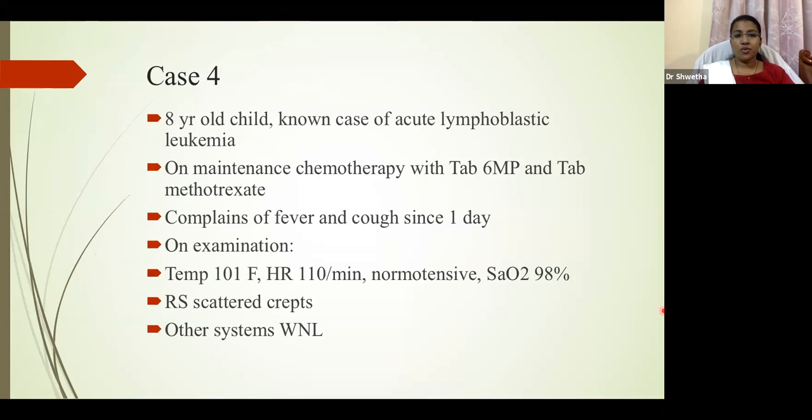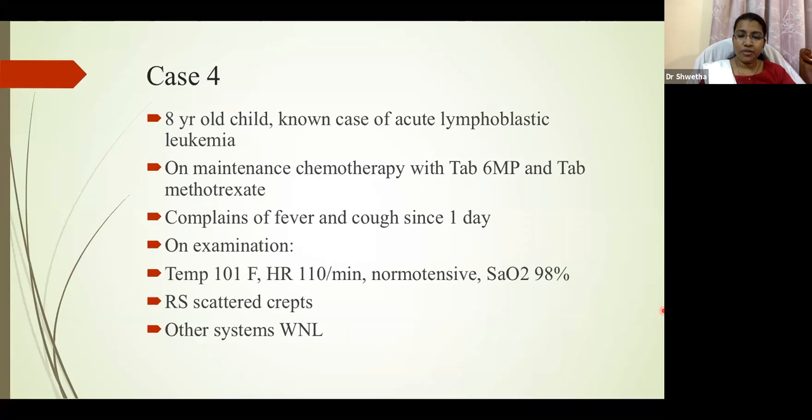Now coming to case 4. Case 4 wouldn't be the traditional oncologic emergency. It doesn't really come under the purview of maybe an oncologic emergency. But I really would like to discuss this case over here because it's a very, very important aspect of our cancer care, and we really need the help of all our colleagues when it comes to taking care of these cases. So here we have an 8-year-old child who is a known case of acute lymphoblastic leukemia.